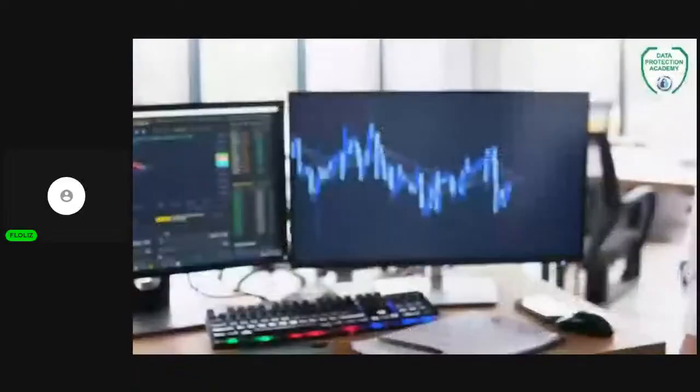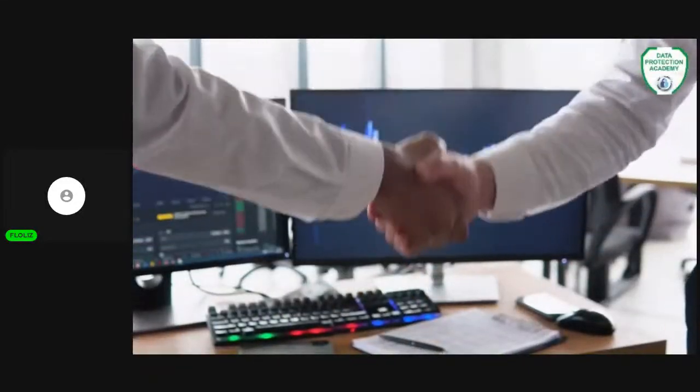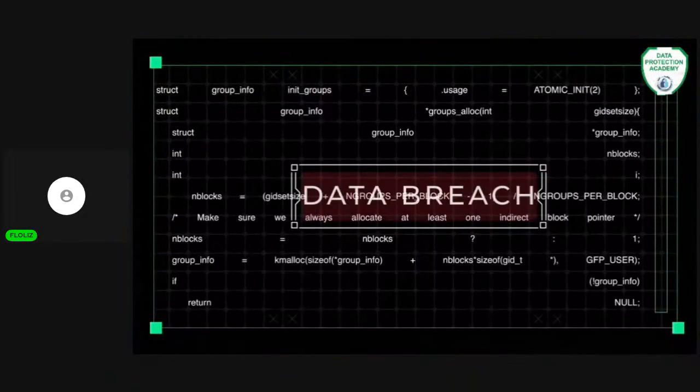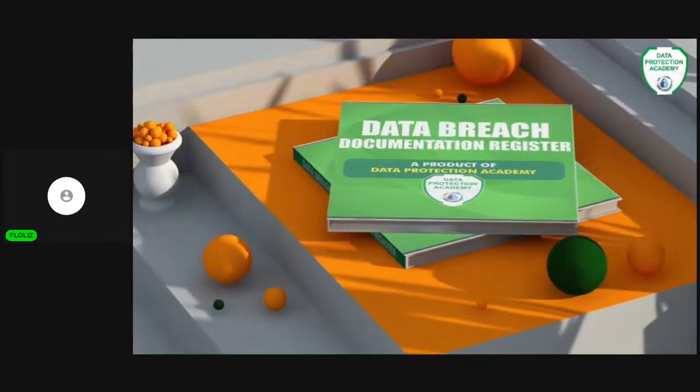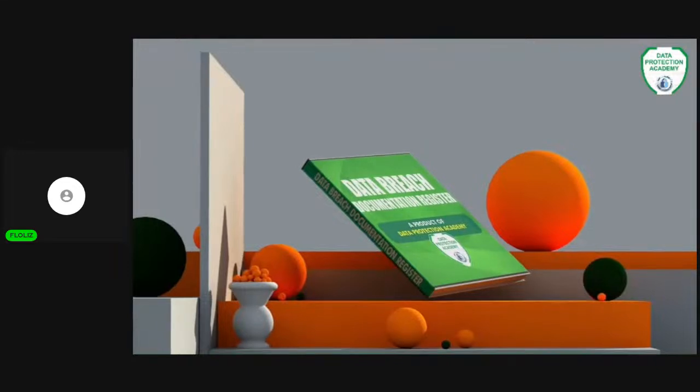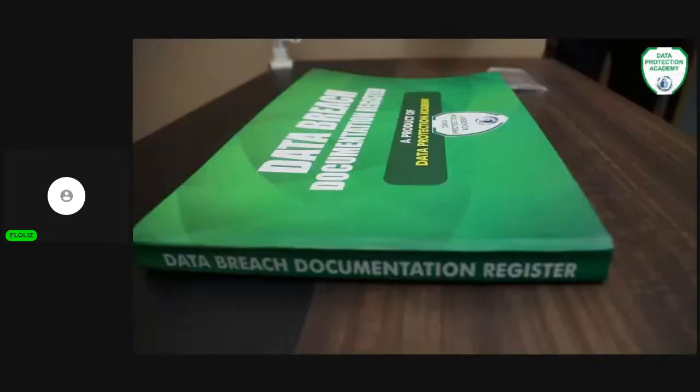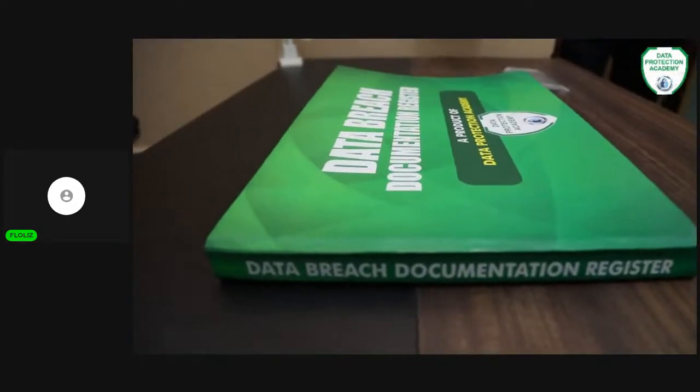Protecting sensitive data is more critical than ever before. But what happens when data breaches occur? The Data Breach Register serves as a centralized database where organizations are required to report incidents involving the unauthorized access, disclosure, or loss of personal information. Why do organizations need a data breach register?